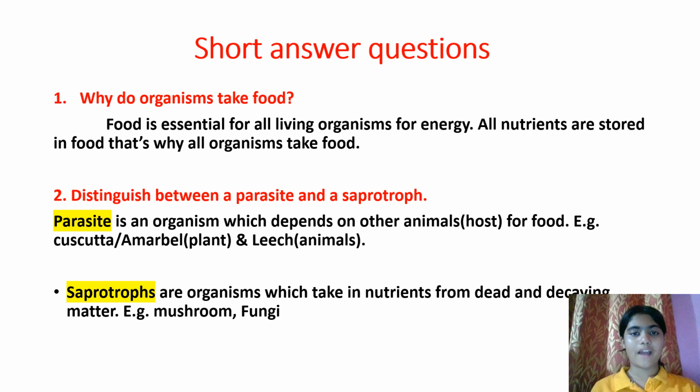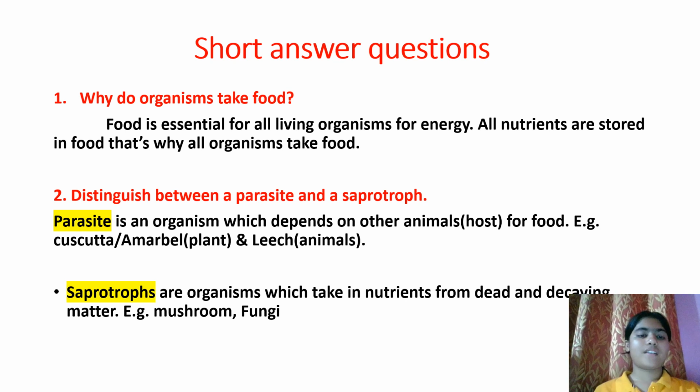Distinguish between a parasite and a saprotroph. A parasite is an organism which depends on other animals for food. For example, Cuscuta, also known as Amarbel, and leech. Saprotrophs are organisms which take in nutrients from dead and decaying matter. Example, mushroom, fungi.